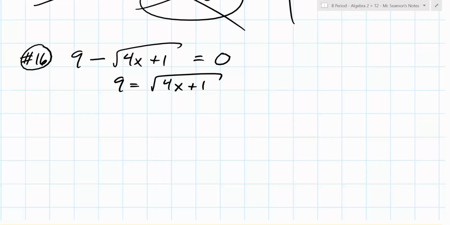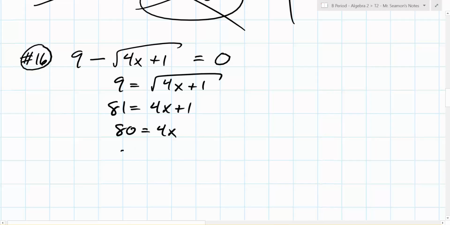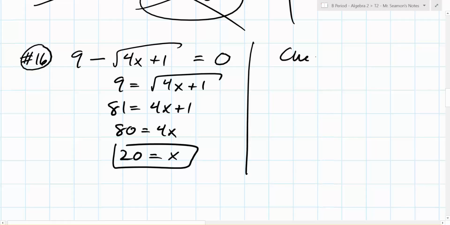What do I square? Although when I say the answer first. What do I do to both sides? Square. 81. 81 is equal to? 4 plus 1. So 80 is equal to? 4. So 20 is equal to x. What do you do with this? Plug it in. You check. And do you see that?